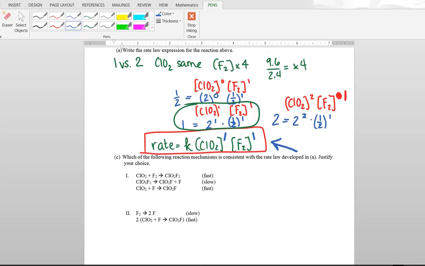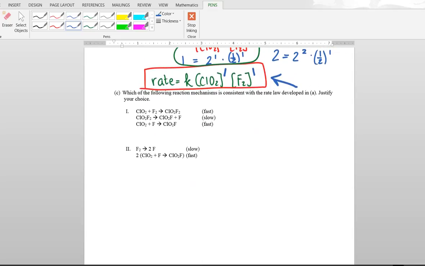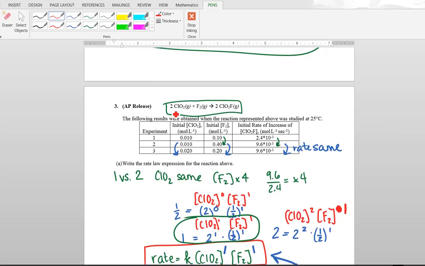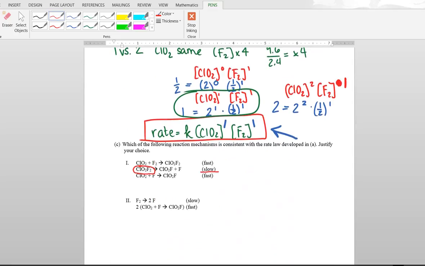So if we scroll down here, they give us two possibilities. We want to work through the possibilities. So if 1 was our reaction mechanism, we're going to look here at the slow step. That's our rate determining step. And there's only one molecule involved in that rate determining step. It is ClO2F2. But if we look up here at our reaction, it looks like ClO2F2 is not a reactant. My reactants are ClO2 and F2. So ClO2F2 looks like an intermediate, and I can't have an intermediate in my rate law.